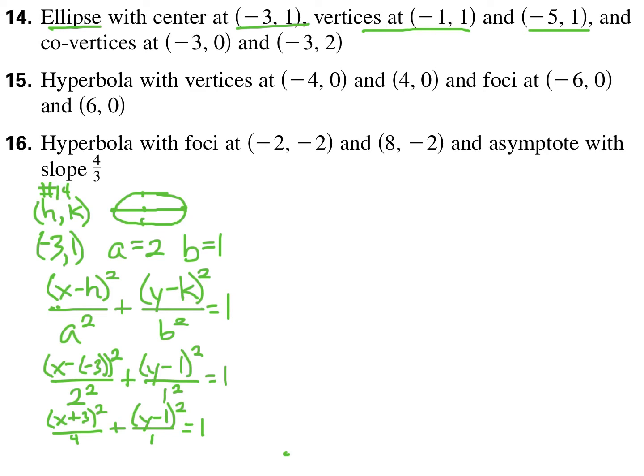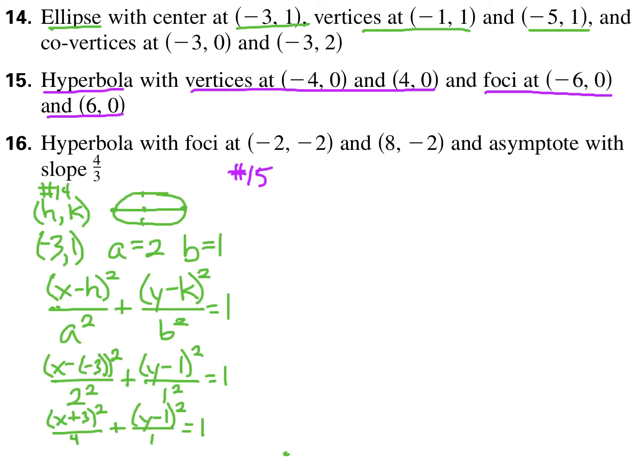Okay, moving on, number 15. Doing purple right here, this time we have a hyperbola with vertices at -4, 0 and 4, 0 and foci at -6, 0 and 6, 0. So I'm going to do a little quick sketch here. With vertices at -4, 0 and 4, 0, the center must be in between there at the midpoint of those two. And rather than do the midpoint formula, I'm going to use a little logic here.